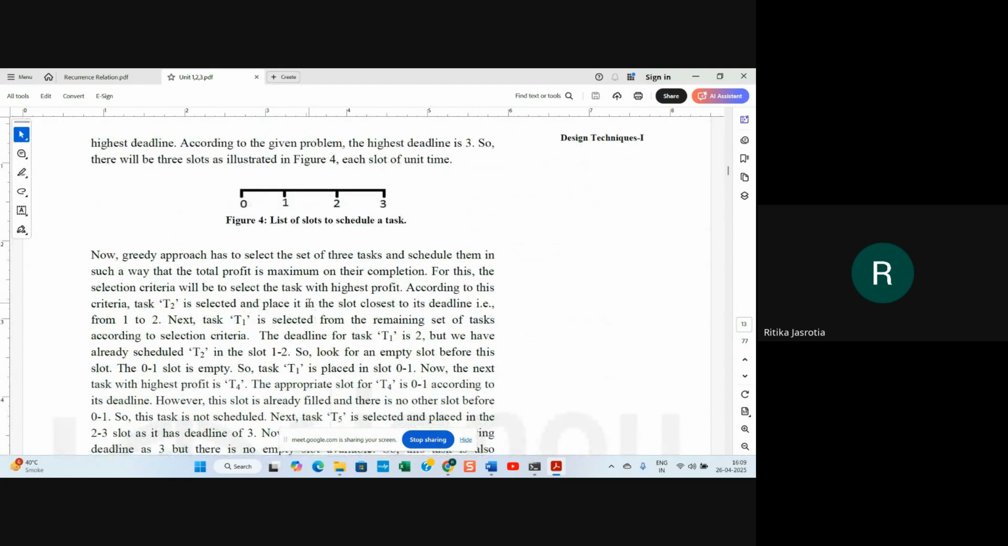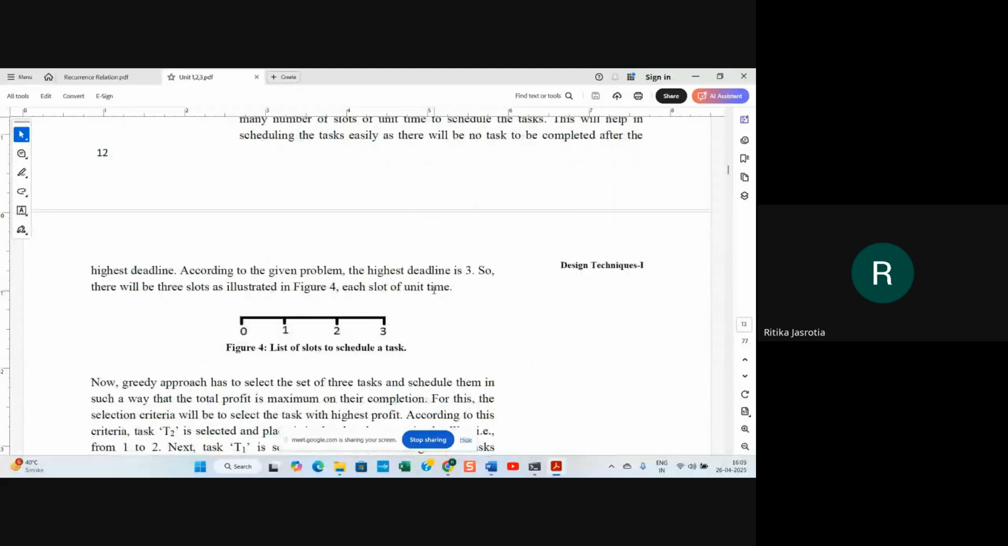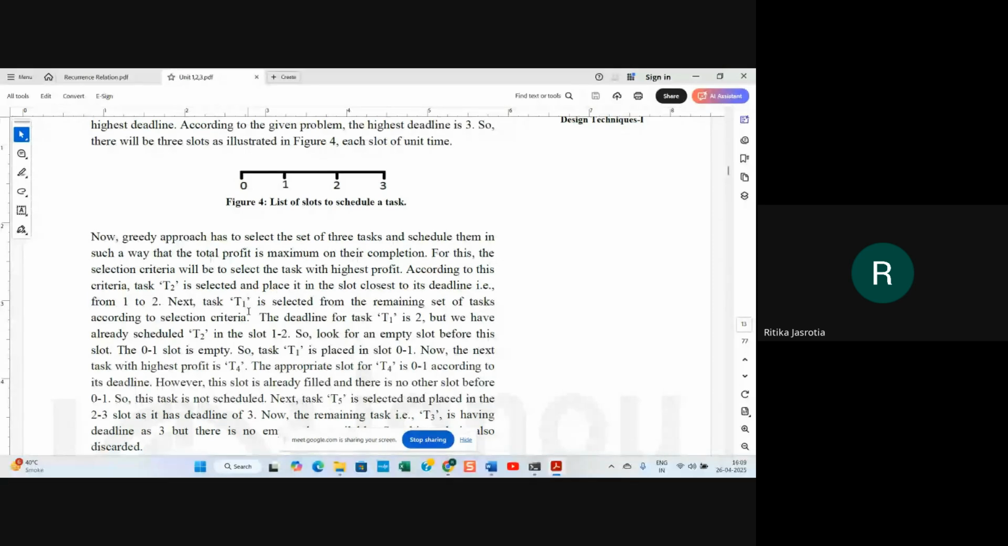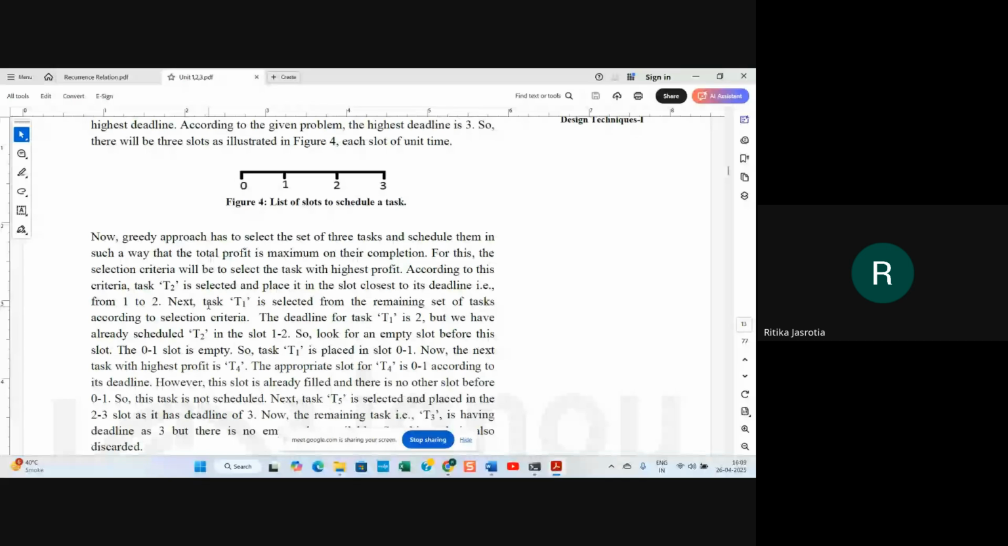and place it in the slot closest to its deadline, that is from 1 to 2. So its deadline is 2. So in 1 to 2 you will put T2 there. Next task which has the highest profit is 18, T1. So next task T1 is selected from the remaining set of tasks according to the selection criteria.